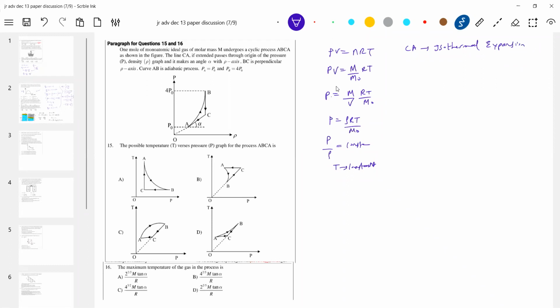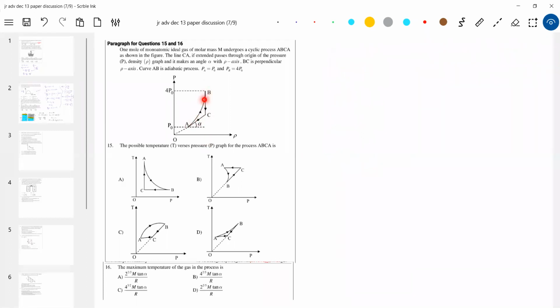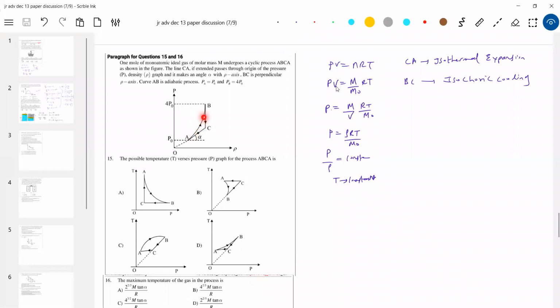Then CA. BC is what? Isochoric cooling. BC, volume constant, density constant means volume will be constant. Next again, the path AC. What about path AC? General thermodynamic process here. I think you should not have asked this question. So what is AB? AB is general, not a basic process.